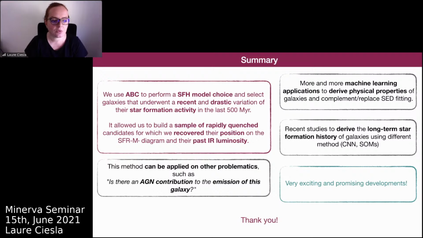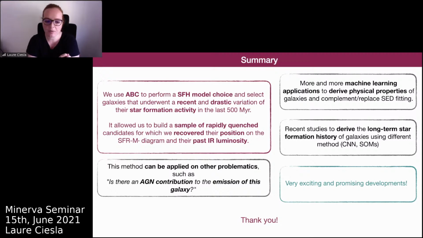It allows us to build a sample of rapidly quenched candidates that now we can study and try to understand what are the mechanisms that produce this rapid quenching. We also try to recover past properties, which is quite interesting to do some archaeology on this kind of galaxy. I wanted to show that very easily the ABC method can be applied to a completely different question. And then I showed some different methods.